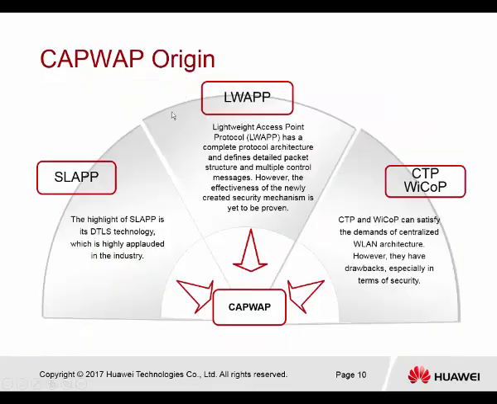The CAPWAP origin, so you're going to take all the advantages, the better features from the different protocols. So it will take some of the features in the SLAPP. The highlight of SLAPP is the DTLS technology, which is highly applied in the industry. And the LWAP has a complete protocol architecture and defined detailed packet structure and multiple control methods. Then the last two are the CTP and the YCAP. So they can satisfy the demand of centralized WLAN architecture.